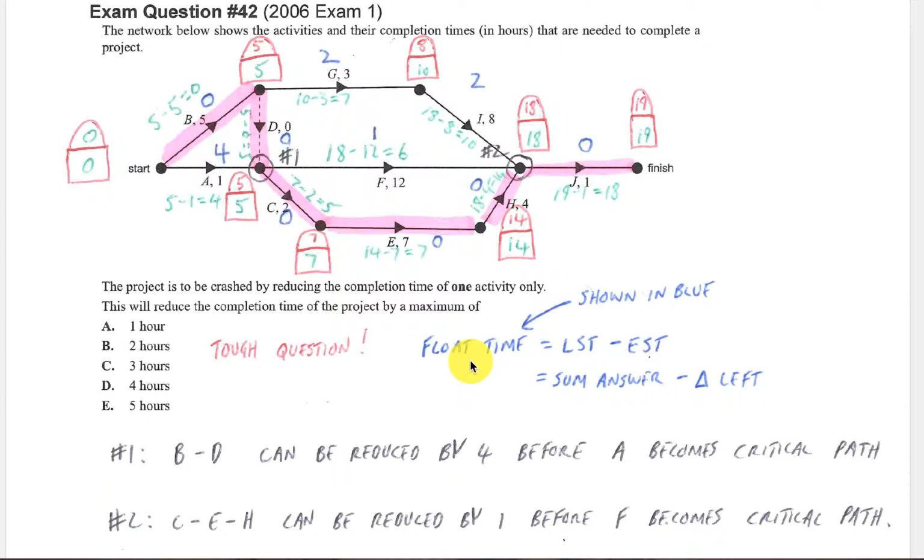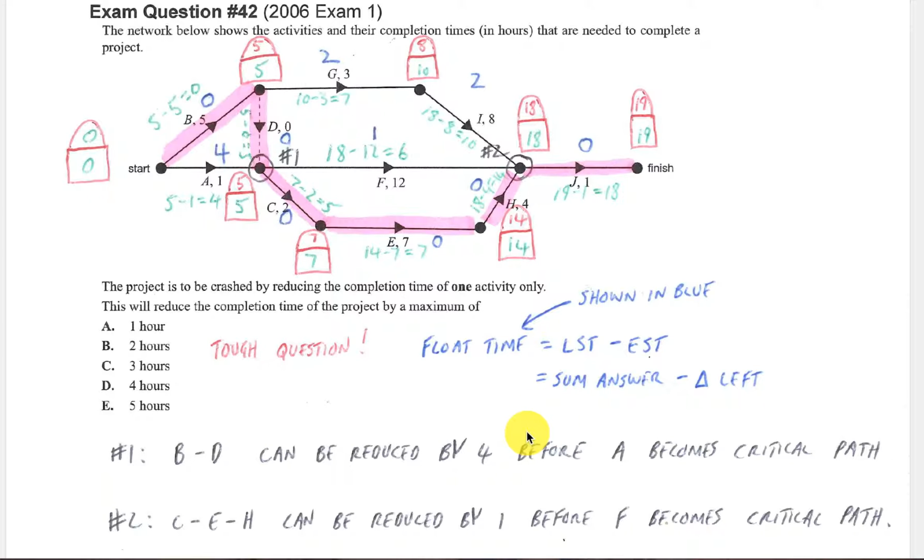If you look at this particular diagram, you can see the first thing that I did was forward scanning and backward scanning and then identify the critical path. The float times have all been calculated there in blue, as you can see as well. Now the question is asking us, the project is to be crashed by reducing the completion time of one activity only, so only one of these activities is reduced. This will reduce the completion time of the project by a maximum of however many hours.